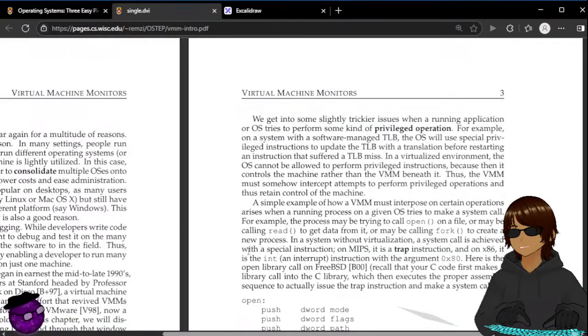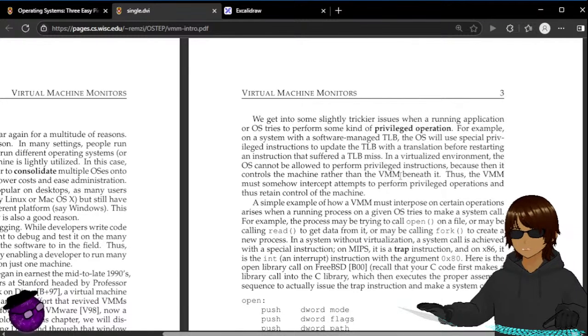We get into some slightly trickier issues when a running application or OS tries to perform some kind of privileged operation. For example, on a system with a software-managed TLB, the OS will use special privileged instructions to update the TLB with a translation before restarting an instruction that suffered a TLB miss. In a virtualized environment, the OS cannot be allowed to perform privileged instructions because then it controls the machine rather than the VMM beneath it. Thus, the VMM must somehow intercept attempts to perform privileged operations and thus retain control of the machine.